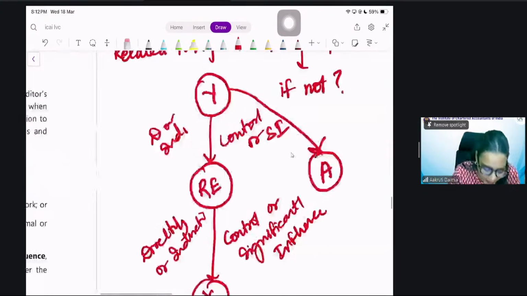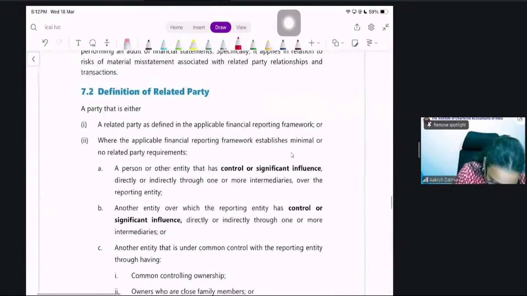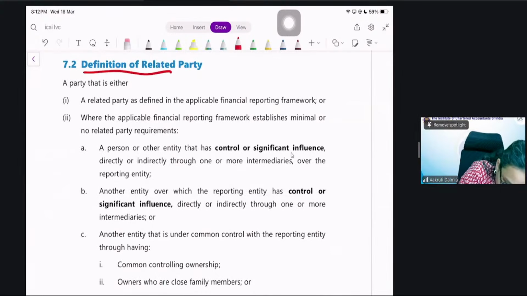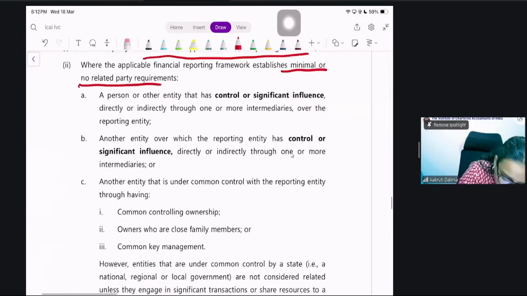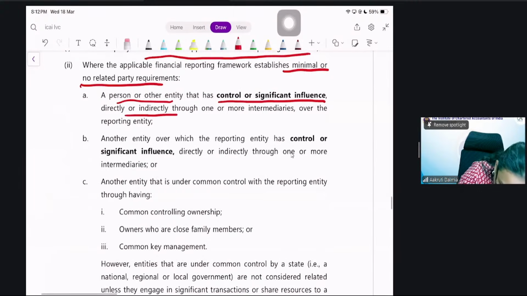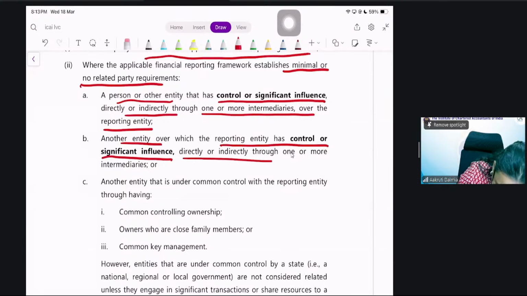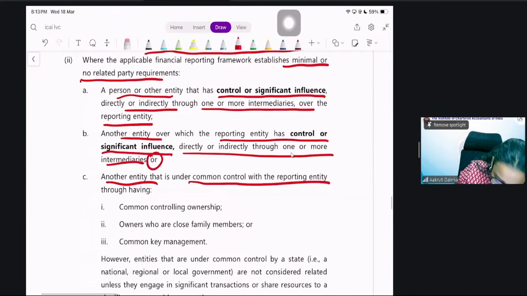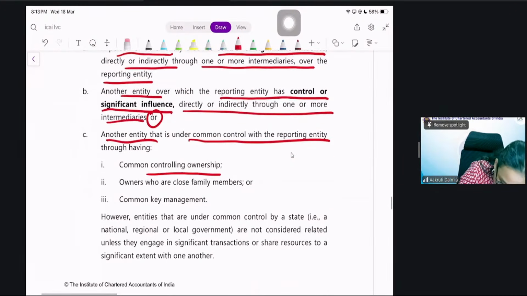No. Now let me bring you to the book. A related party is someone who's defined as per AFRF. But when AFRF establishes minimal or no related party requirement, then a person or other entity who has control or significant influence directly or indirectly through one or more intermediaries over the reporting entity, another entity over which the reporting entity has control and influence directly or indirectly through one or more intermediaries, or another entity that is under common control with the reporting entity, having common controlling owners, whose family members are close and key management.